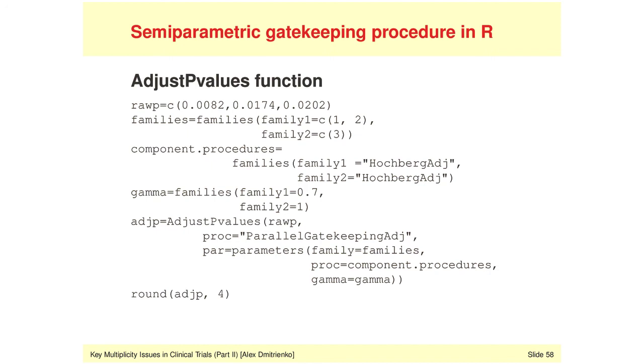All of those variables that define the structure of the multiplicity problem and the proposed gatekeeping procedure are going to be passed to the adjust p-values function. This adjust p-values function is going to compute multiplicity adjusted p-values. They will be saved to the ADJP variable, and the very last line on this slide is going to print out the adjusted p-values.